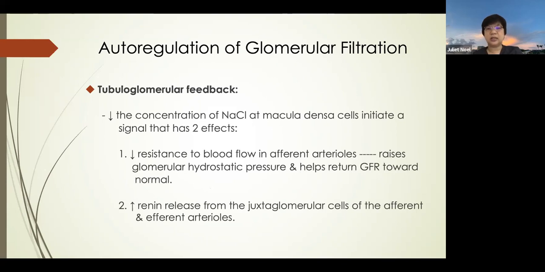So what is renin? It will stimulate the conversion of angiotensinogen to angiotensin, and angiotensin is a potent vasoconstrictor that will constrict the efferent arteriole, so further increasing the glomerular hydrostatic pressure. So these two help in maintaining the glomerular pressure, even if there's a fluctuation in our blood pressure.